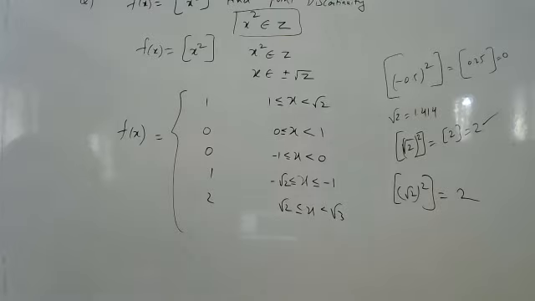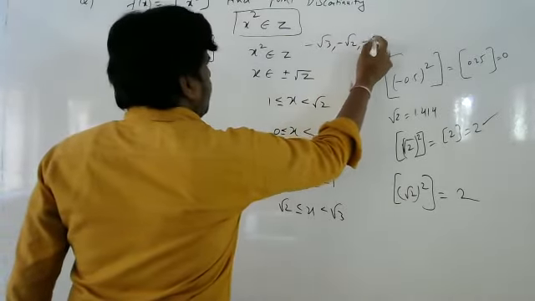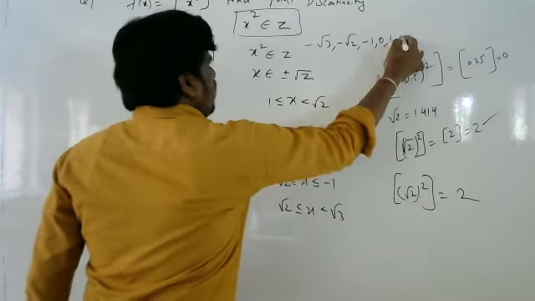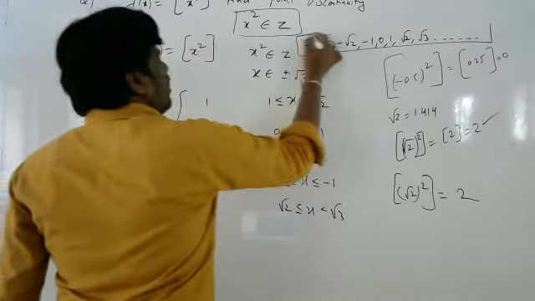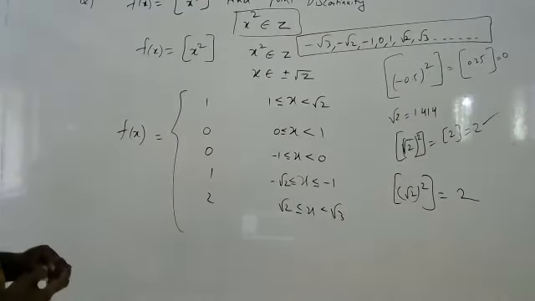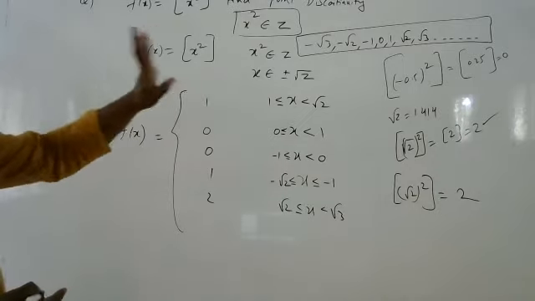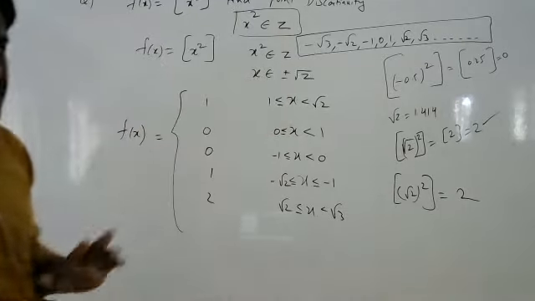Where do you get points of discontinuity? Minus root 3, minus root 2, minus 1, 0, 1, root 2, root 3. These are the places where you are going to get points of discontinuity. Whenever it becomes an integer, at these points you are going to get a point of discontinuity. These are all our infinite points of discontinuity.